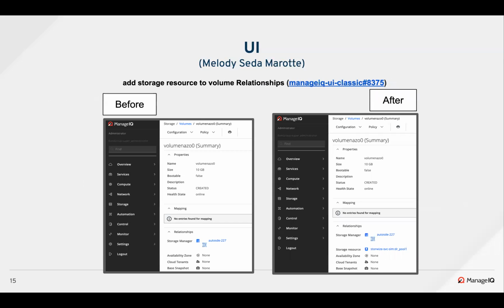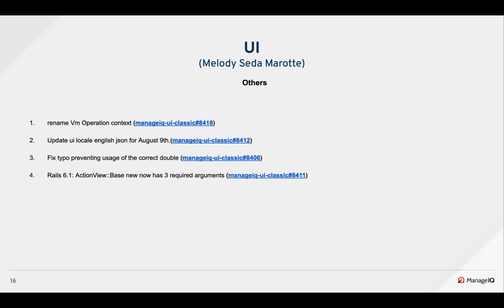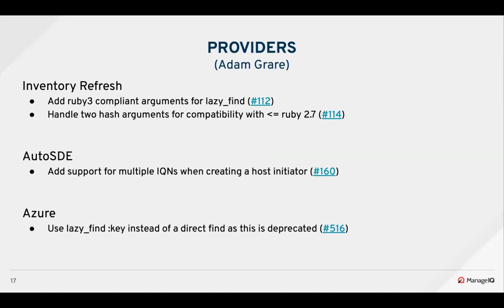For this one, the storage resource information was added under the relationship section with its respective links. As for the other PRs that we've had, Keenan removed a comment referencing availability mixin. Joe removed some old translation files. Joe also fixed a spec test related to schedules. And Joe also fixed a wrong number of arguments error in the Jasmine specs. And that's all from the UI side.